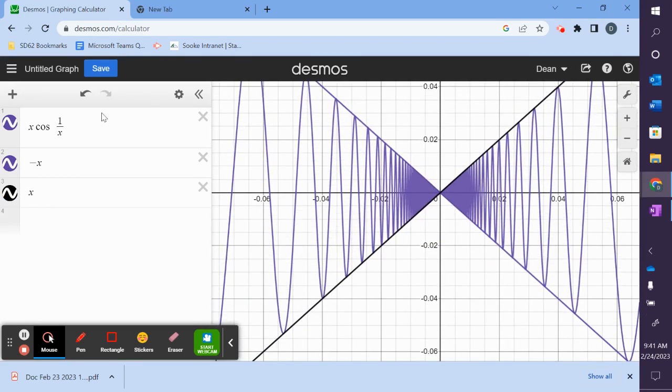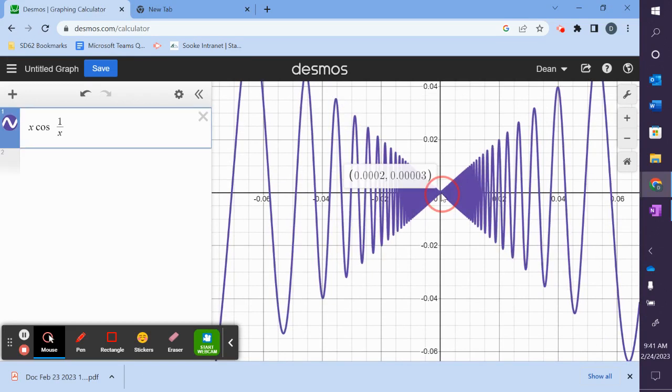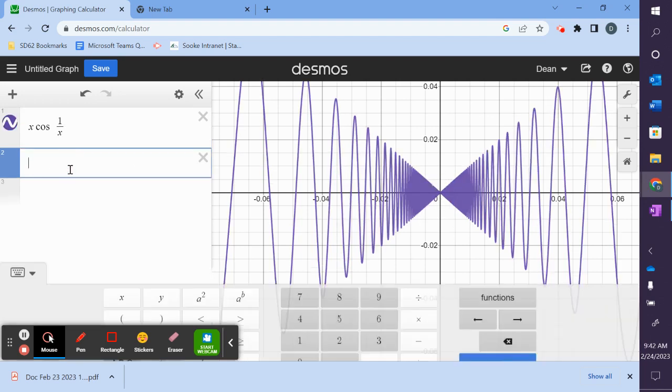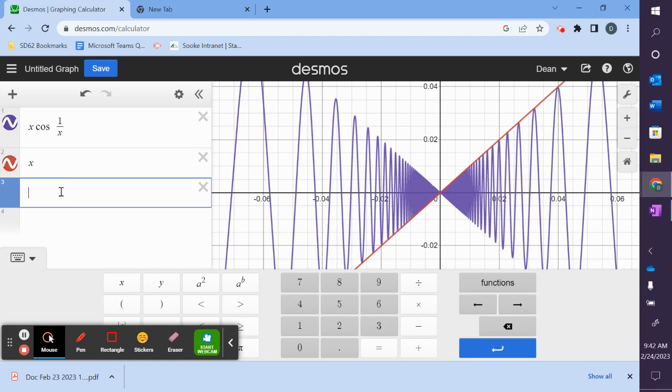So even though this function here is undefined at 0, like if I hover over it, see if I can get there. Not gonna be able to get there. Anyway, it's undefined at 0, but if I squeeze it between the x and the negative x, it's the squeeze theorem.